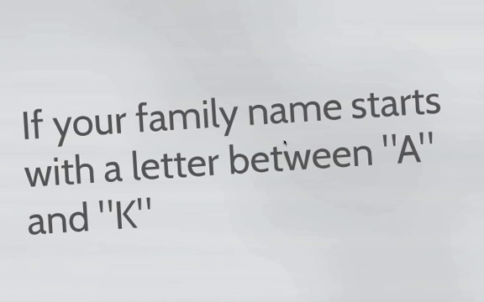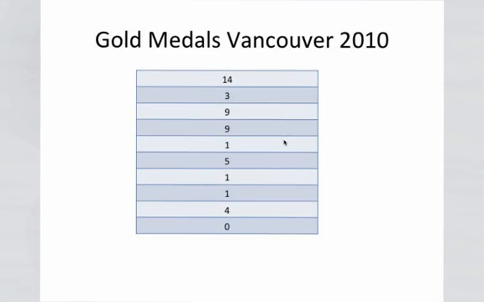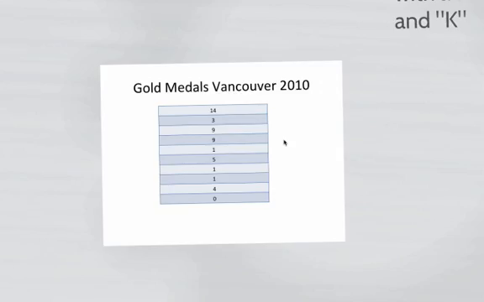Once again, same principle. If your family name starts with a letter between A and K, this is your problem set. It's the same data, however I've only used the first column of what you had previously. So you have 10 pieces of raw data. I want you to try to calculate the standard deviation for this specific sample. The standard deviation, remember, is one number only.